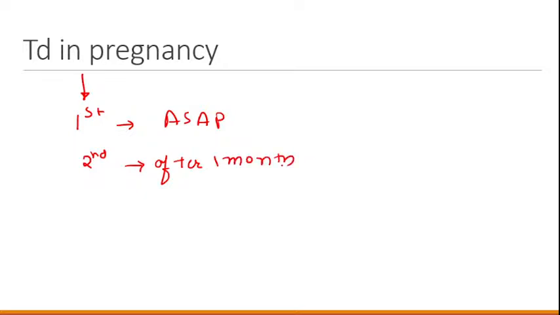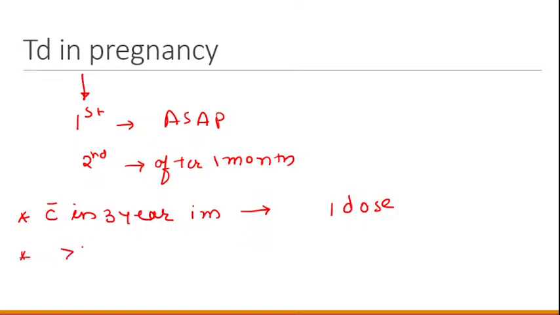Now TT in pregnancy. The first dose is given as soon as possible. The second dose we give after 1 month, right? Now if the lady was pregnant within the last 3 years and she was completely immunized, like 2 doses given, then 1 dose is given. If she was pregnant more than 3 years ago, then 2 doses are given.